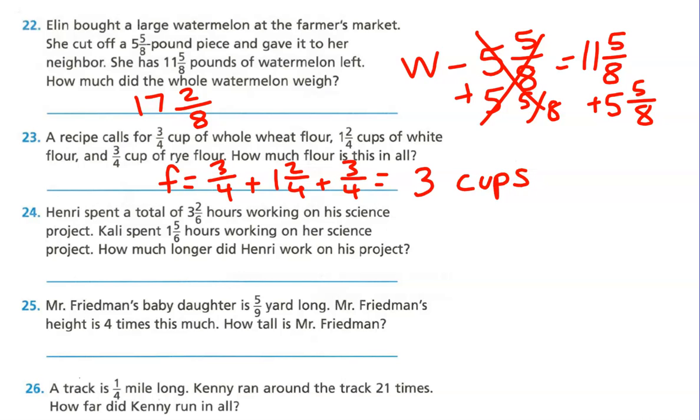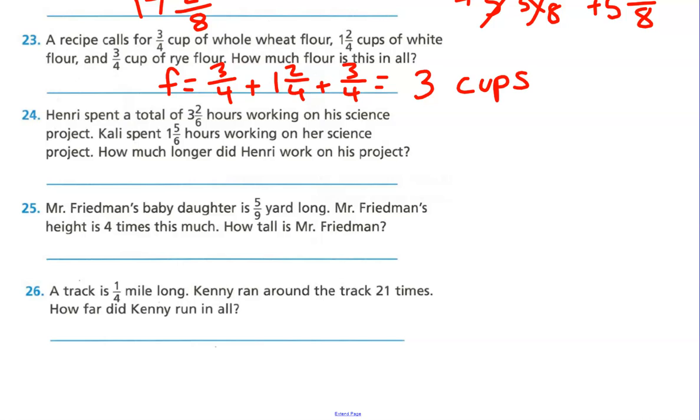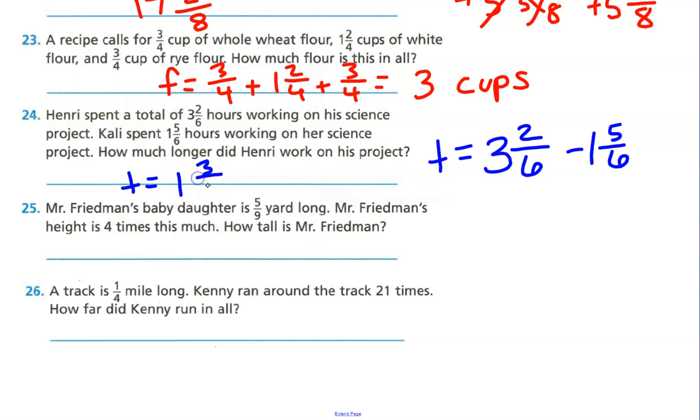For number 24, Henry spent a total of, I'm just so used to helping you through all of them, I just want to solve them all with you, but this time I'm just showing you the answers, gosh darn it. So for this one, that's going to be that T equals 3 2/6. You would have ended up subtracting 1 5/6 from that, and then that means that T would equal 1 3/6 hours.